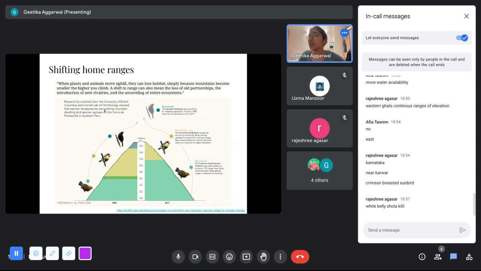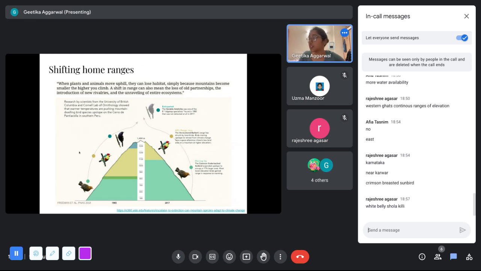So this was research done by scientists from the University of British Columbia along with the Cornell Lab of Ornithology. They show how the warmer temperatures are pushing mountain dwelling birds to higher altitudes. And the study was carried out in southern Peru on the Cerro de Pantiacolla.